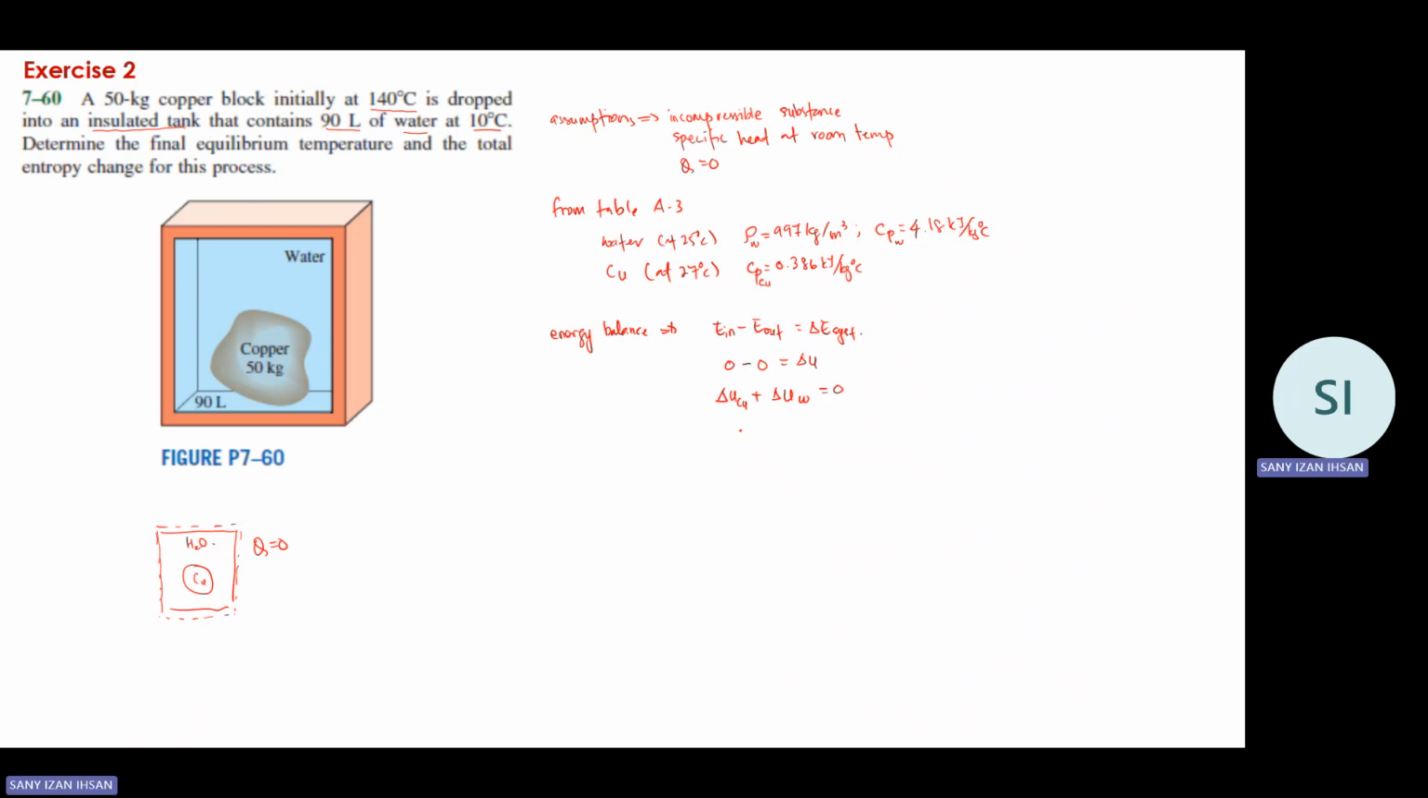And if we expand this relation for solid and liquid, then this is nothing but mC(T2 minus T1) for copper, plus mC(T2 minus T1) for water, which should equal 0. Let me erase this, I think it's not very clear there. T2 minus T1, and this is for water. So that will be our energy balance relation.